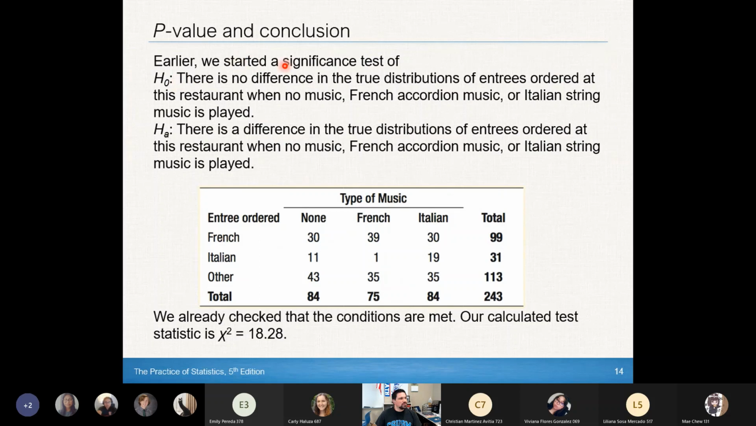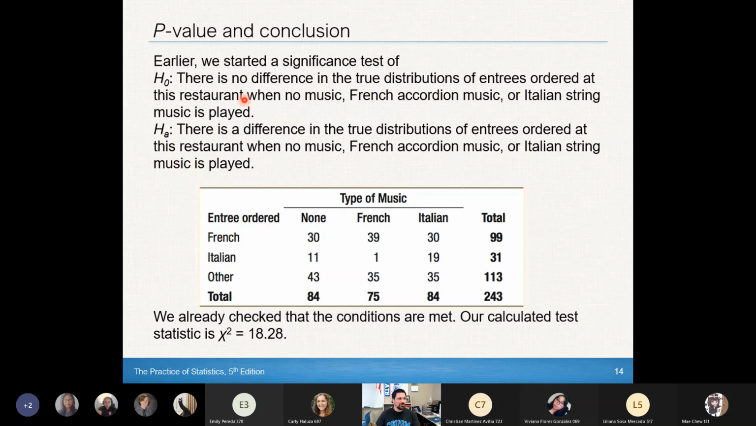Earlier, we started a significance test of the null hypothesis that there is no difference in the true distributions of entrees ordered at this restaurant when no music, French Quarter music, or Italian string music is played, versus the alternative that there is a difference in the true distribution of entrees ordered at this restaurant when no music, French Quarter music, or Italian string music is played.